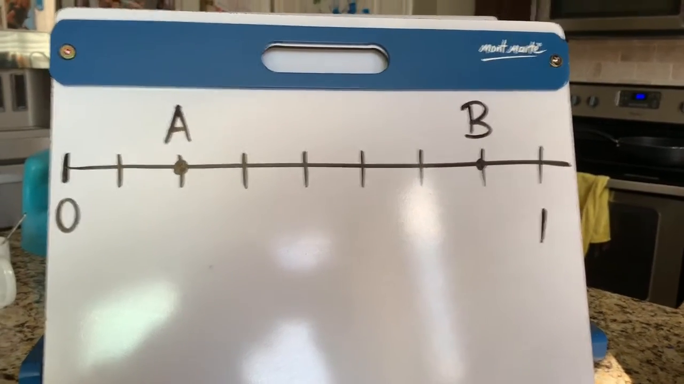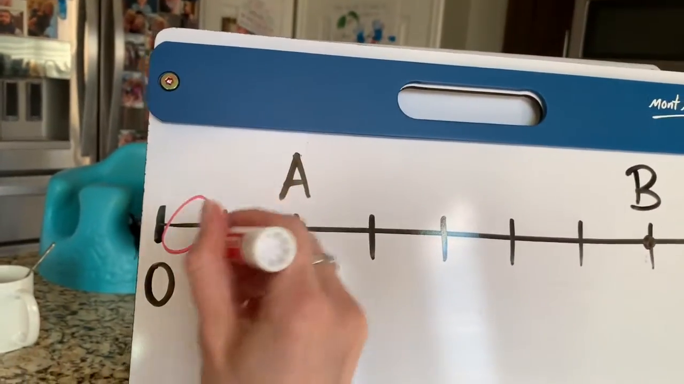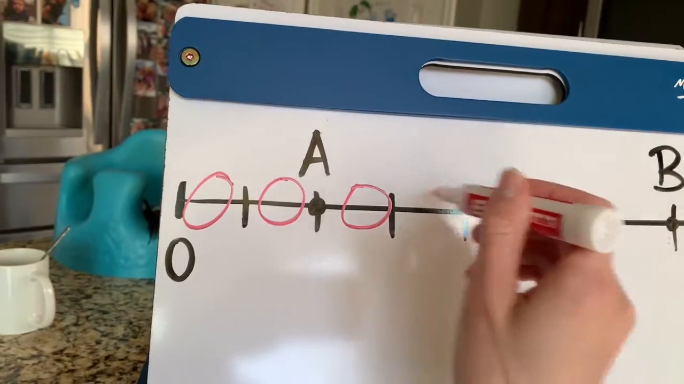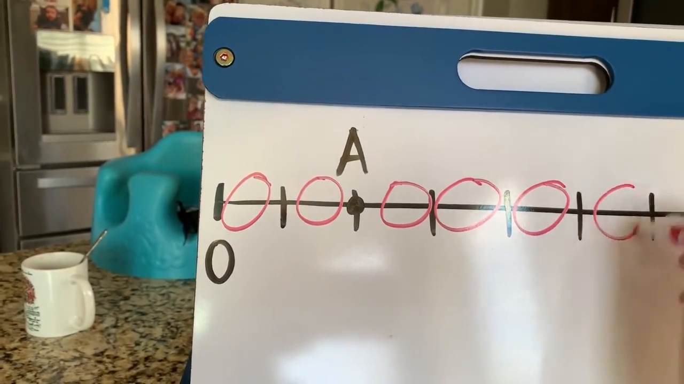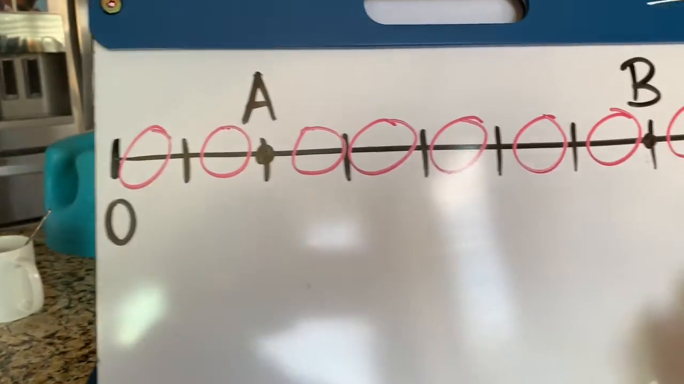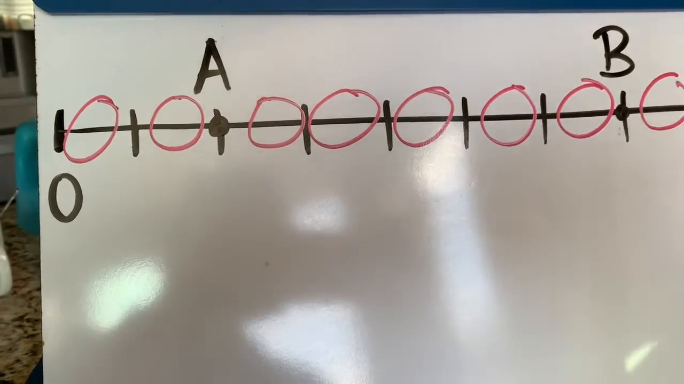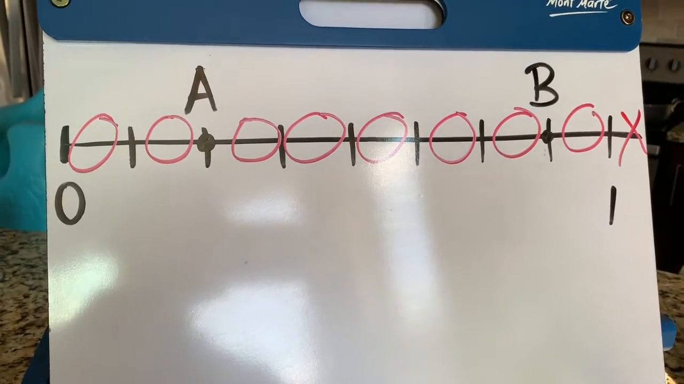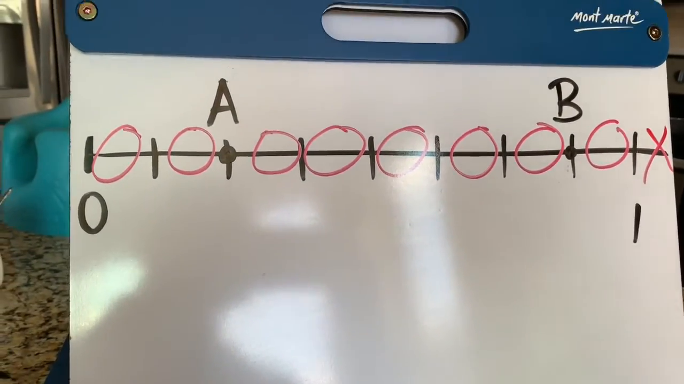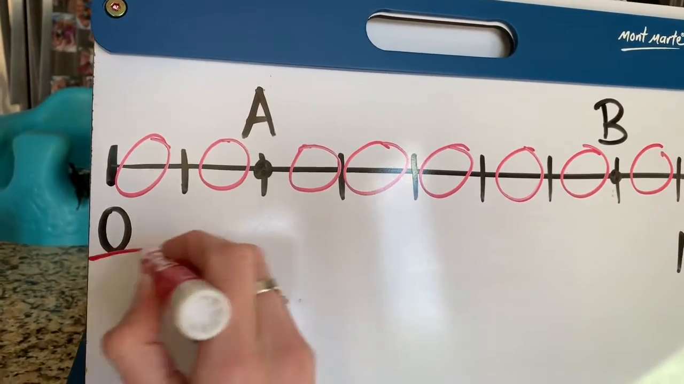I count the spaces. So, starting at 0, I've got 1, 2, 3, 4, 5, 6, 7, 8. I go from 0 all the way to the 1. I don't count anything past the 1. Every number line always starts with a 0. So I'm coming back over here. Because I had 8 spaces, I'm going to put an 8 in my denominator.